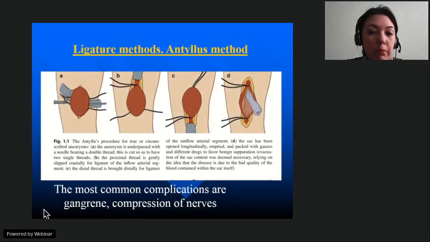So the ligature method, the oldest method, is the Antyllus method. So what can you see? As I told you, we just take a part of the vessel where there is an aneurysm and we ligate it proximally and distally from the aneurysm, and we even put some gauze inside and wait until thrombosis takes place.